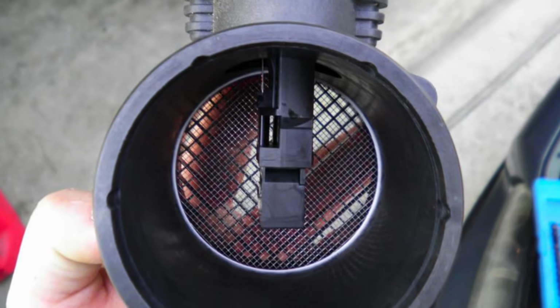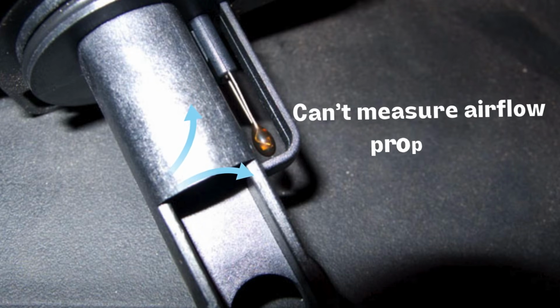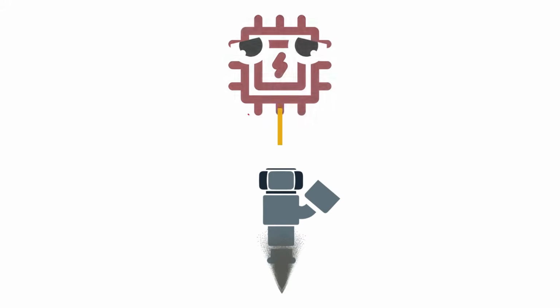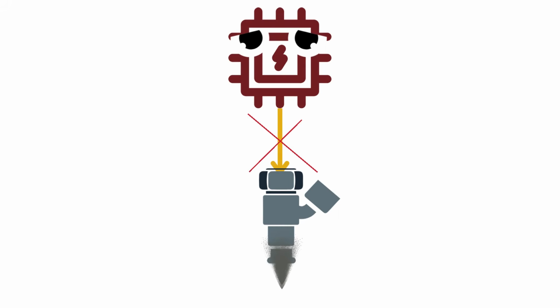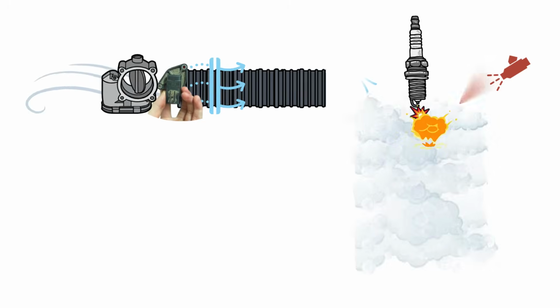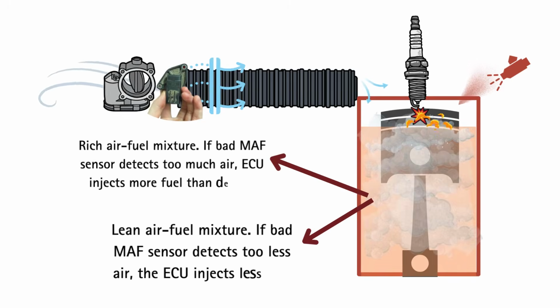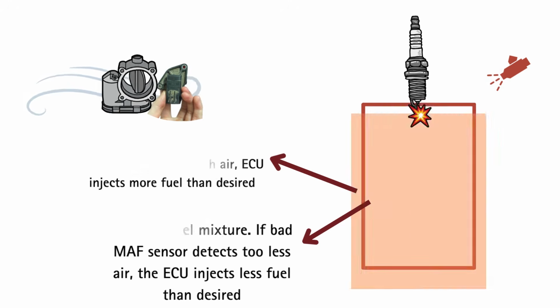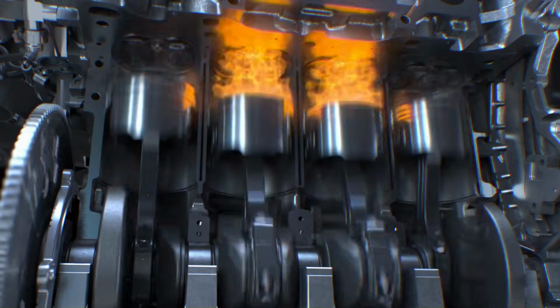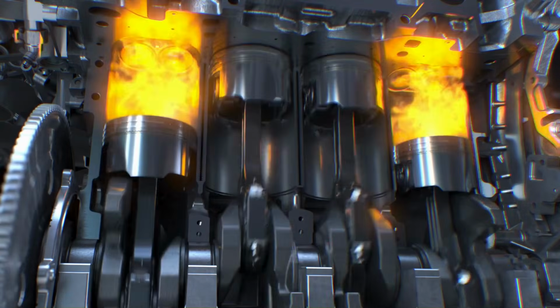When the mass airflow sensor goes bad, it can't measure the right amount of air entering the engine. As a result, the ECU can't determine how much fuel it should inject. The air-fuel mixture becomes too lean or too rich due to incorrect measurement of airflow. Due to this, the combustion does not occur smoothly, and the engine suffers.